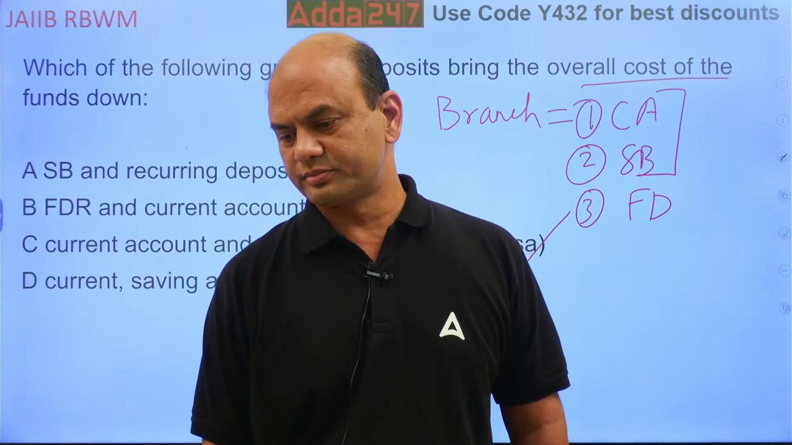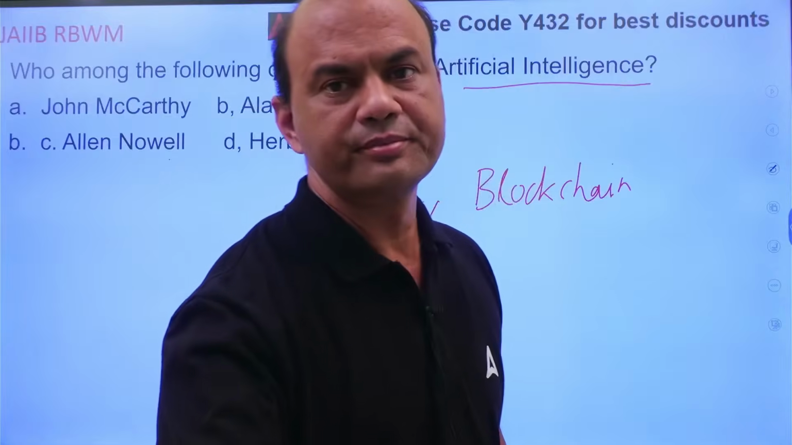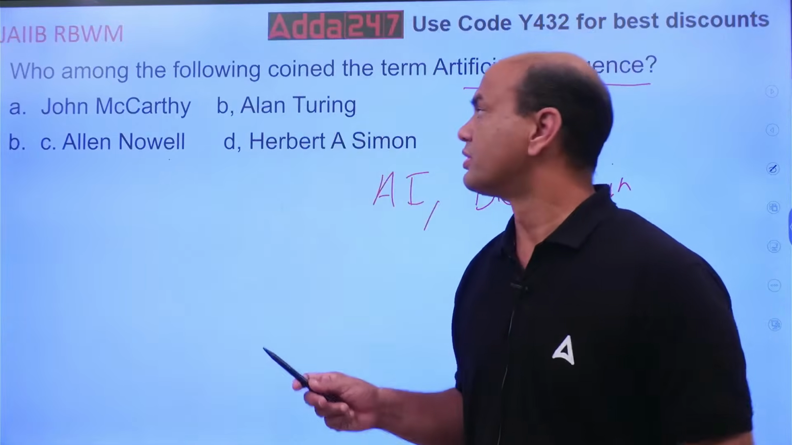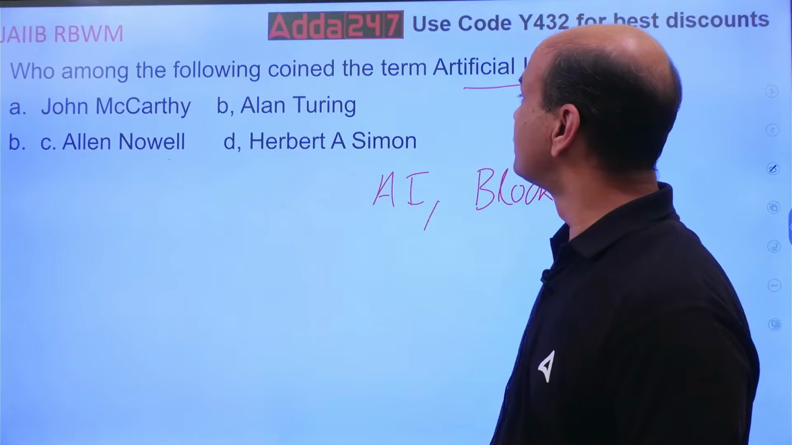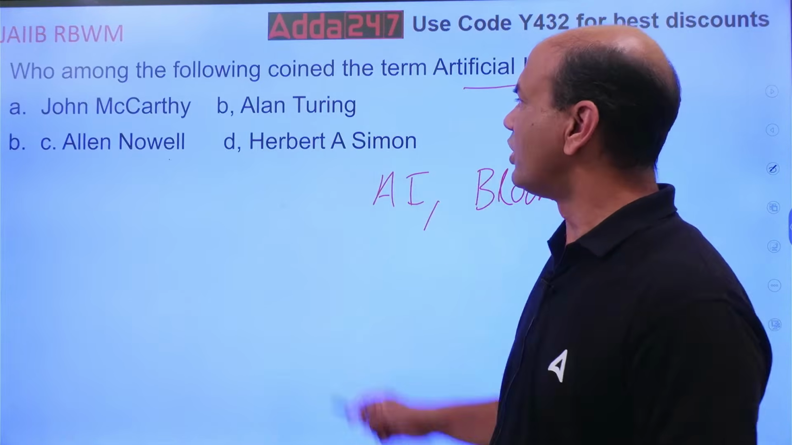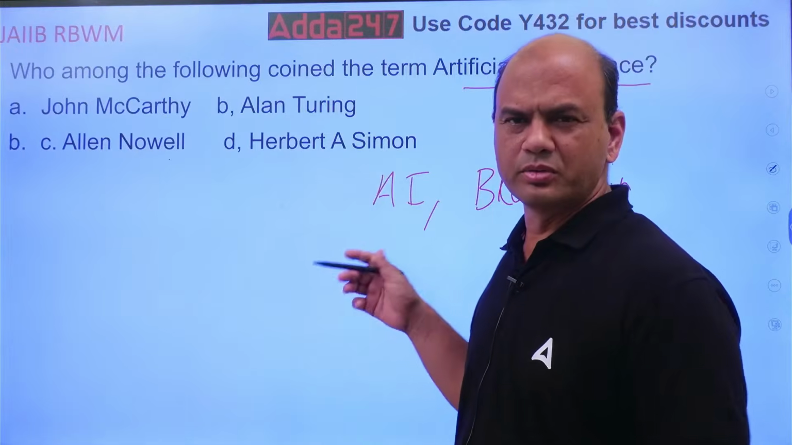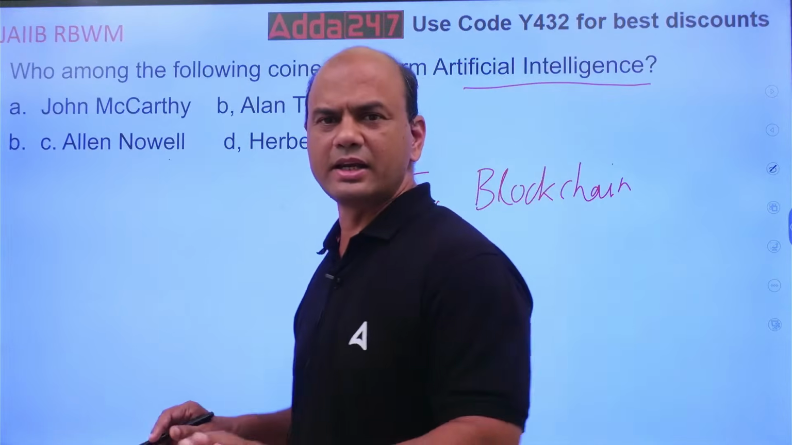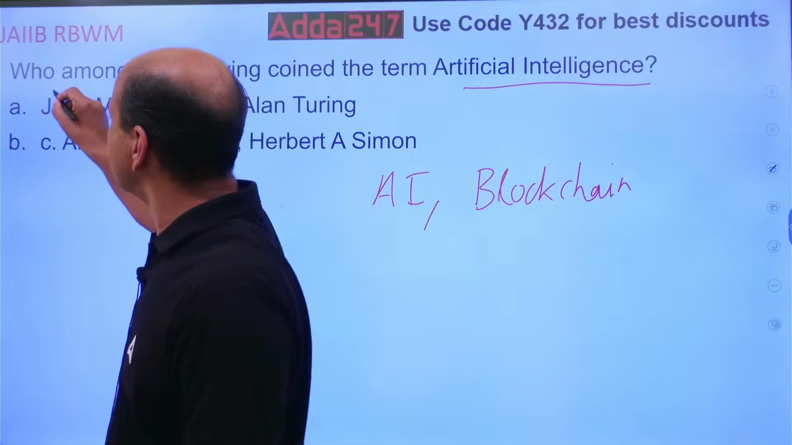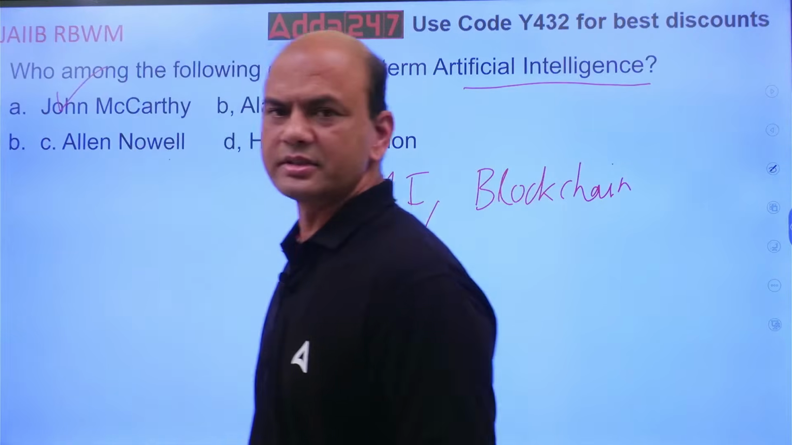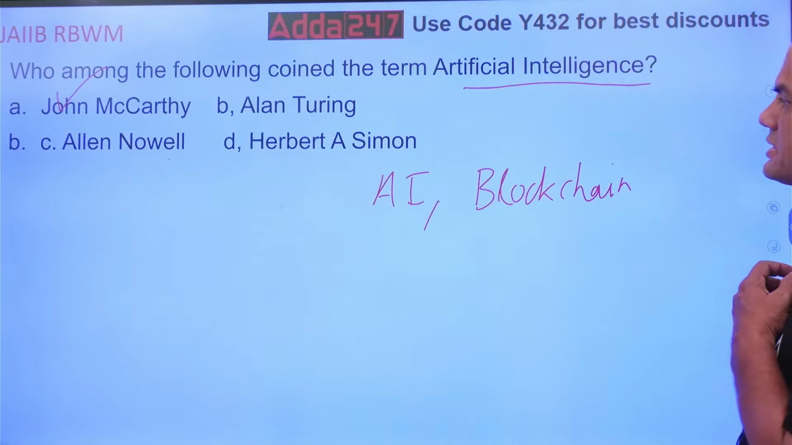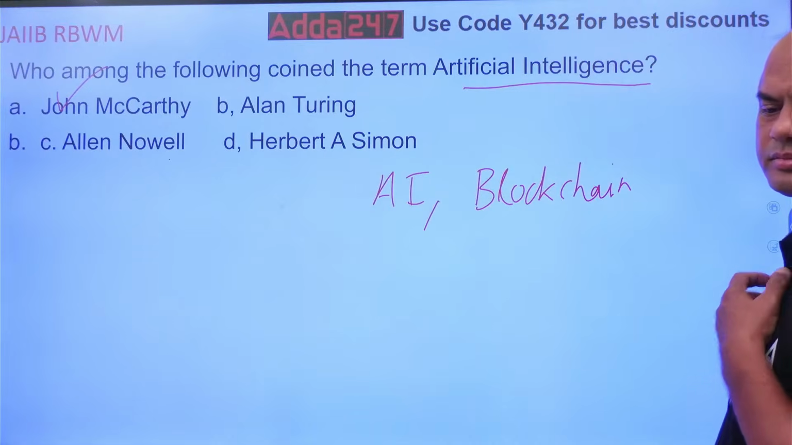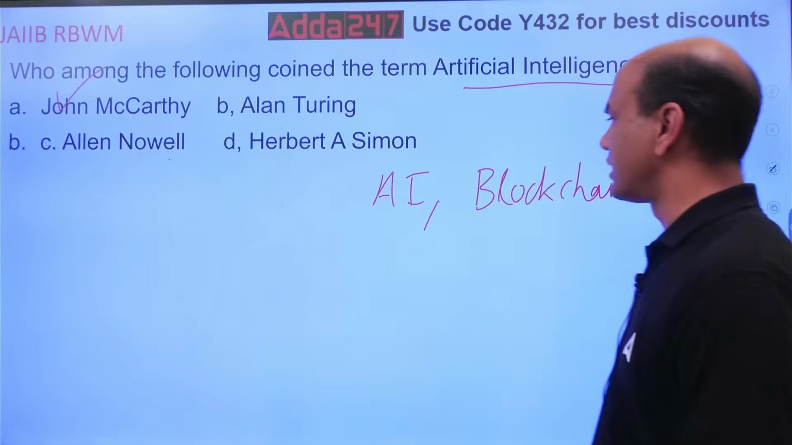Next. This question is asked many times. So who coined this term AI? Now all these names you might not know. Many of you might not be knowing this. I'll directly give the answer. John McCarthy. This is the answer. John McCarthy coined the term AI, artificial intelligence. Okay, he coined the term. Got it? John McCarthy.